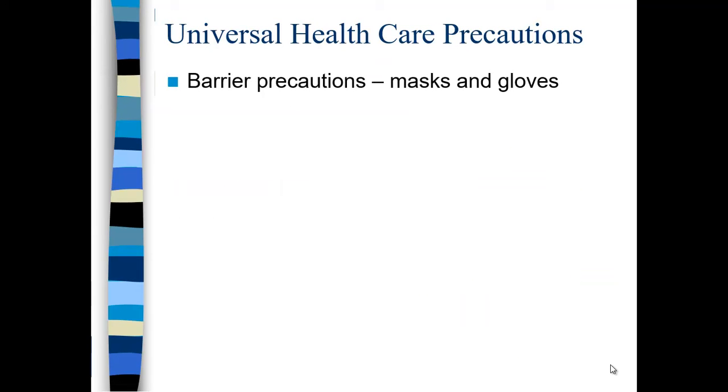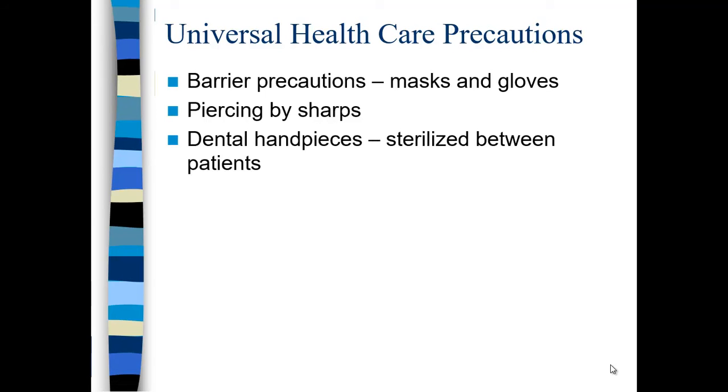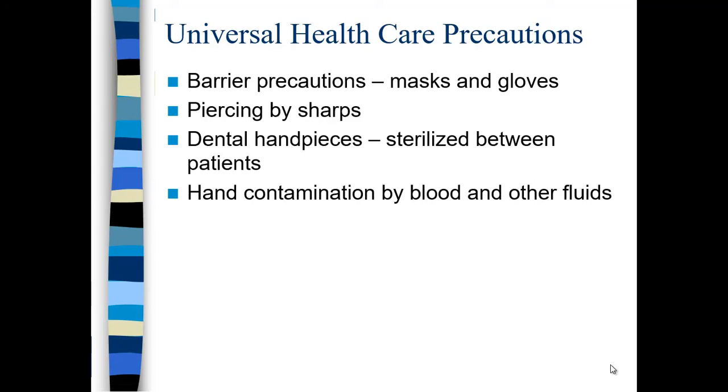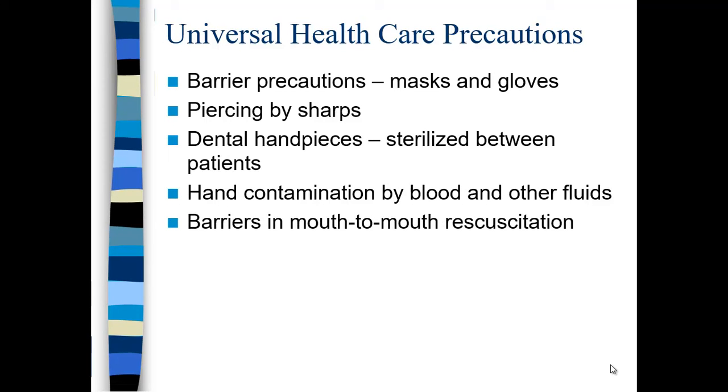Universal healthcare precautions, barriers are really important, using masks and gloves. You have to be very, very careful with sharps. Dental hand pieces have to be fully sterilized. Steam sterilized between patients. You can't just rinse them with bleach. Hand contamination, so frequent hand washing. A lot of mouth-to-mouth resuscitation kits or CPR kits now have barriers that will protect and prevent disease spread during mouth-to-mouth resuscitation.